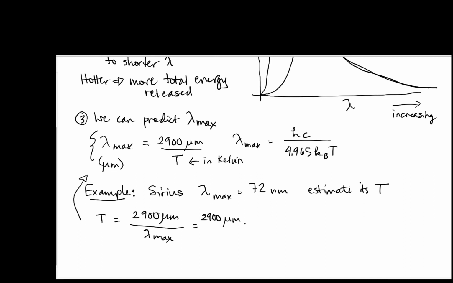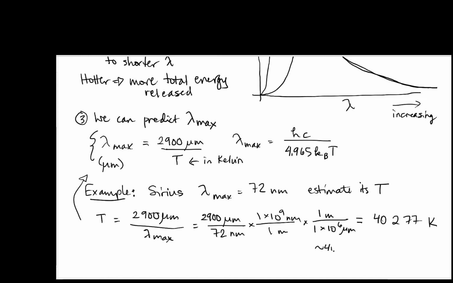So 2,900 divided by 72 nanometers, and we're going to convert those nanometers. I always have to go through meters. If you don't have to, that's cool. I guess after the end of this, I'll probably remember that it's 1,000 nanometers per micrometer. All right, so if we calculate this out, then we get 40,277 Kelvin. So around 40,000 Kelvin in temperature for this star.